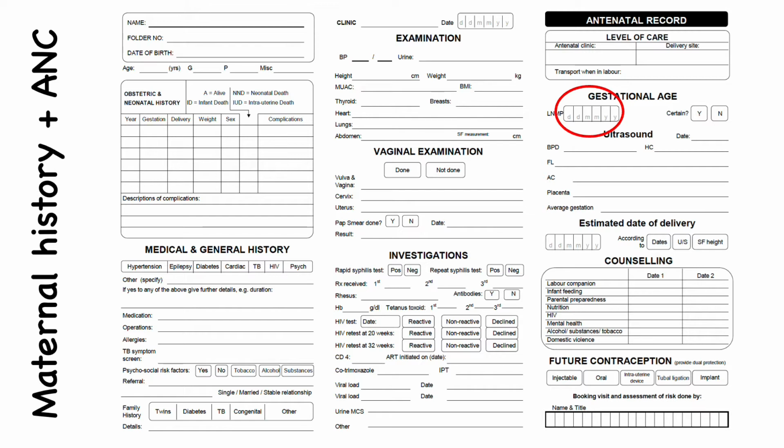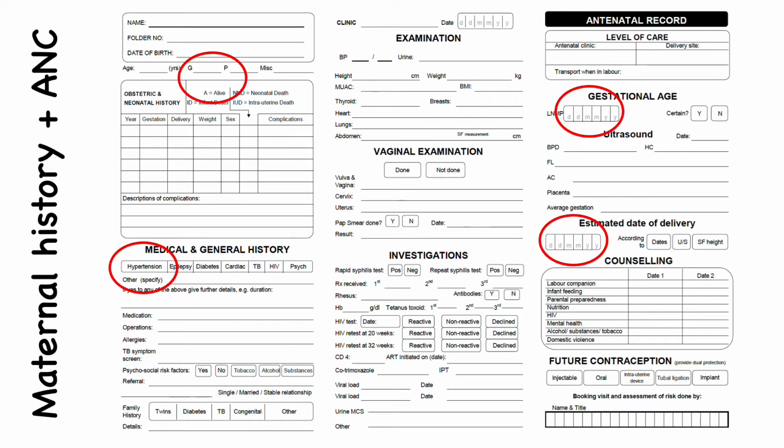When was her last normal menstrual period? And when is her estimated date of delivery? What is her gravidity and what is the parity? So gravidity is the number of previous pregnancies. Parity is the number of times that she's given birth to a viable fetus, and that means more than 24 weeks. Does she have pre-existing medical conditions?